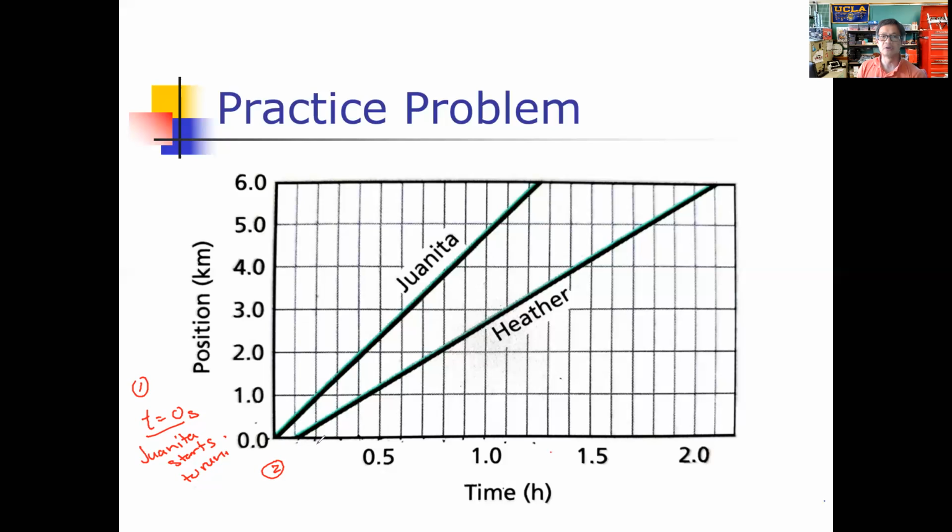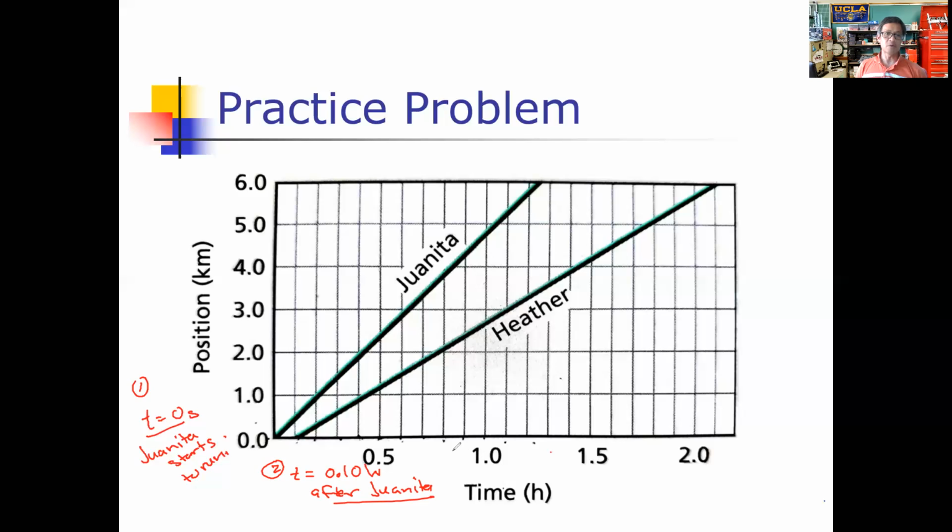Heather starts about 10 minutes after Juanita starts. So when does Heather start? Heather starts at t equal to, and if you want to write this down, 0.10 hours after Juanita. So they do not start at the same time. Based upon this graph here, they do not start at the same time. Make sure you keep that in mind.